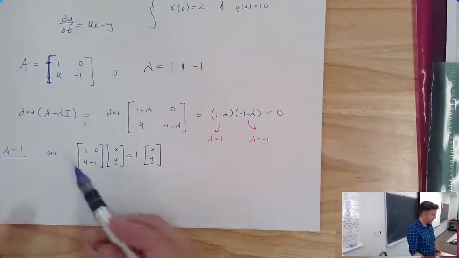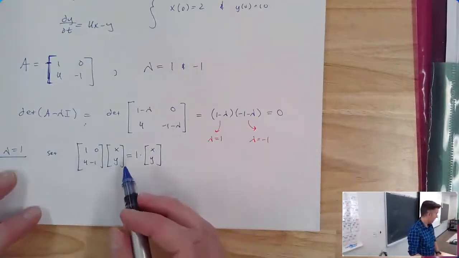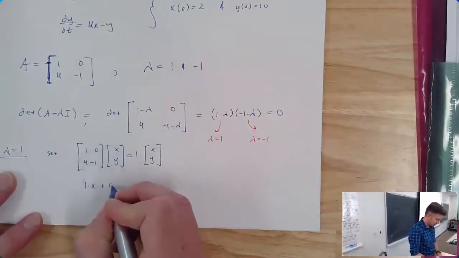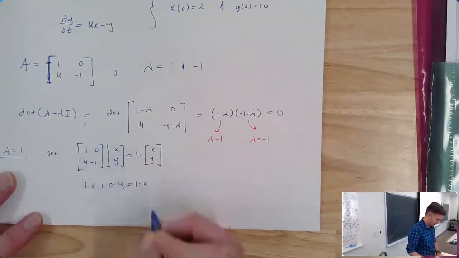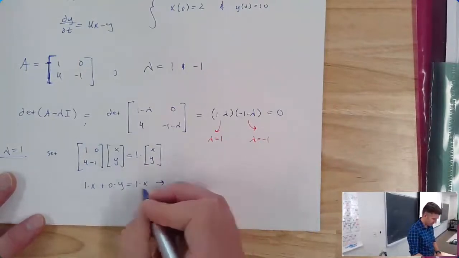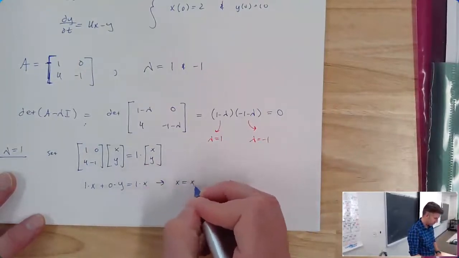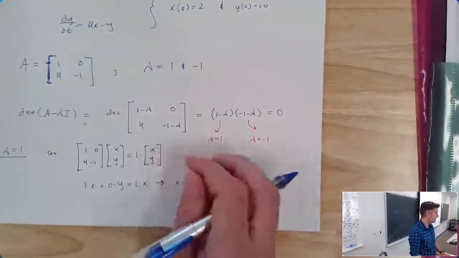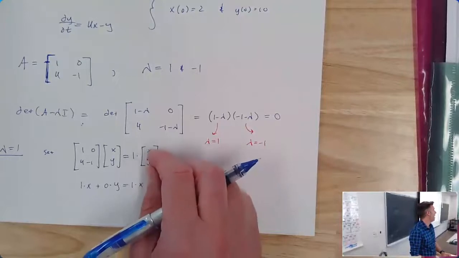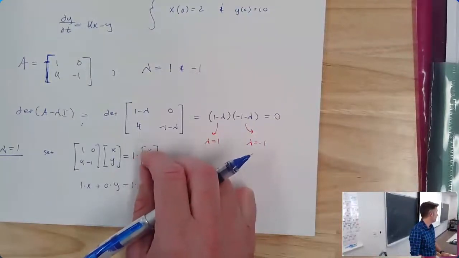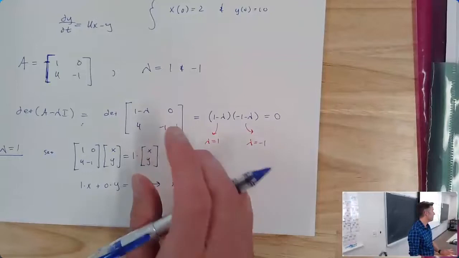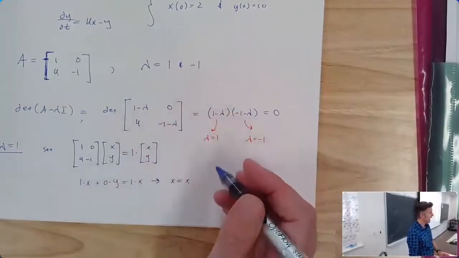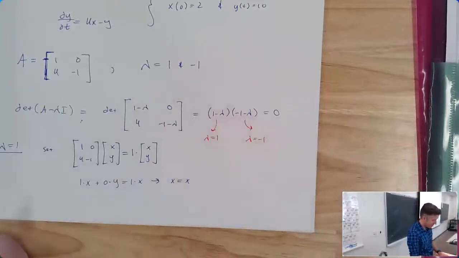So if I write down the first equation, my first row dotted with my column, I get 1 times x plus 0 times y equal to 1 times x, which tells me that x equals x, which is true. X always equals x. It's also not very informative. If x equals x, that really means x can be anything. We don't know what y can be then. So in some situations, we have to go to the second equation. It might also not be helpful.